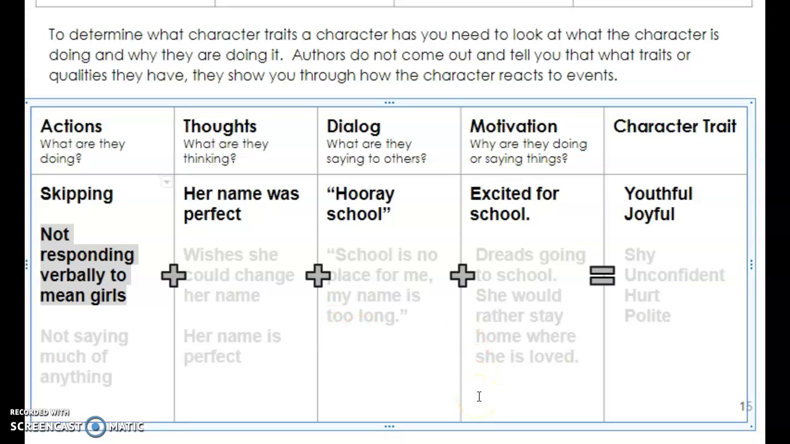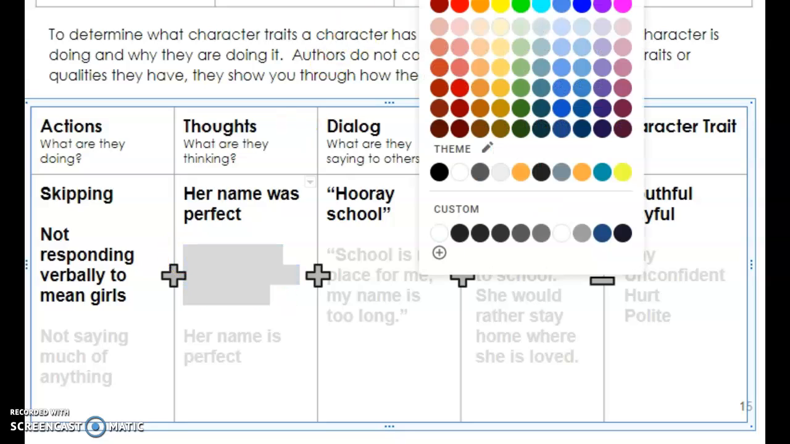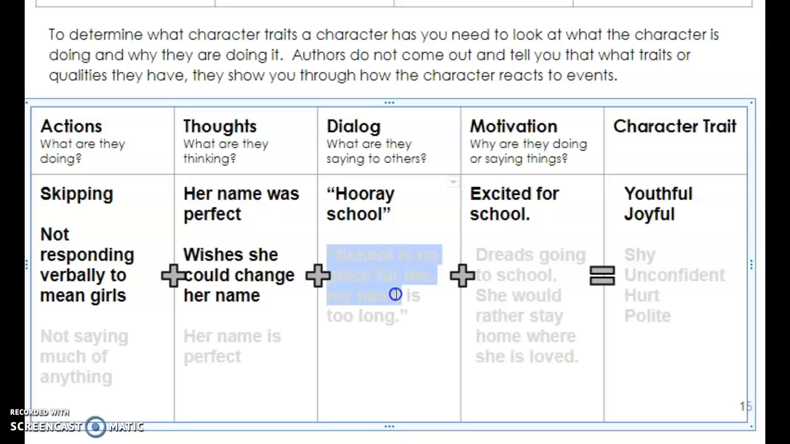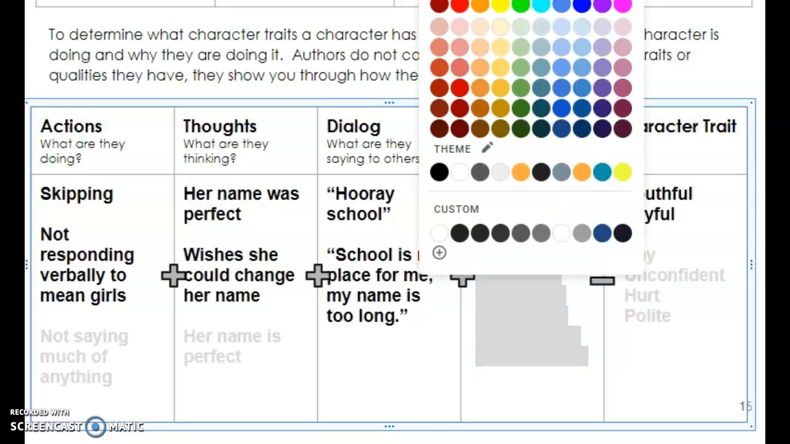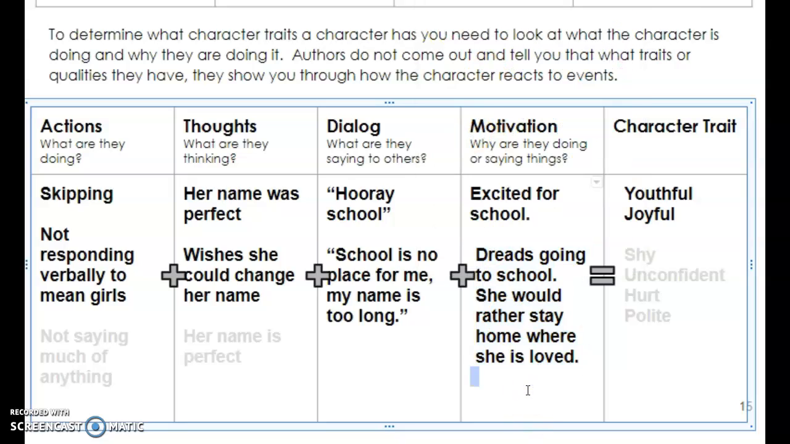So she's not responding to these mean girls. At this point in her thoughts, she wishes that she could change her name. And she says things like, school's no place for me. My name is too long. And so at this point, her motivation, it's almost like an anti-motivation. She's dreading going to school. She'd rather stay at home where she's loved than go to this place.